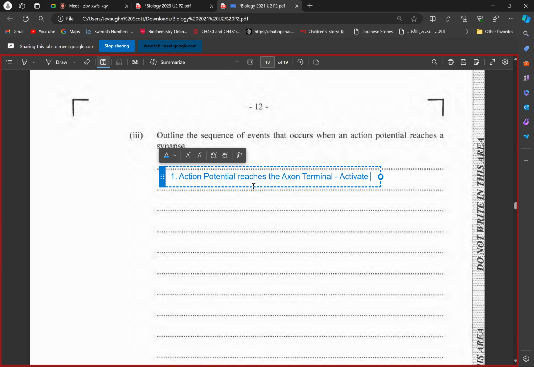I know most definitely that you know that those channels are involved, the voltage gated pathways. That's what I'm talking about. But we're not talking about sodium or potassium. We're talking about activating the voltage gated calcium channels.